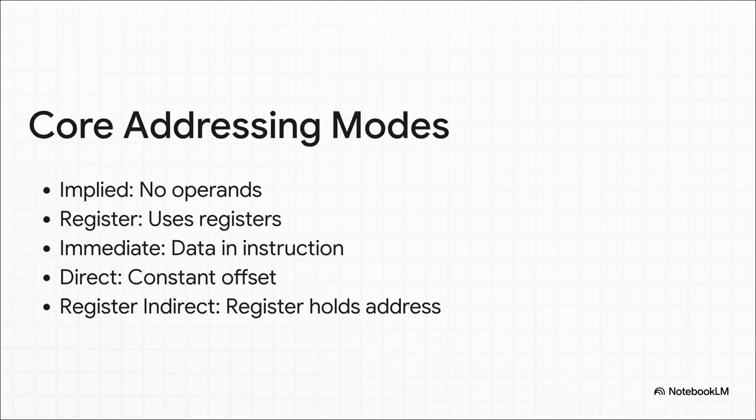But how does the processor find that offset, that exact house number? It uses what are called addressing modes. The 8086 has a wide variety of these. It ranges from the implied mode, where there are no operands needed at all, to immediate mode, where the data is handed directly to the processor right inside the instruction itself. There's also direct mode, where the processor is given a specific constant offset memory coordinate to go look up.